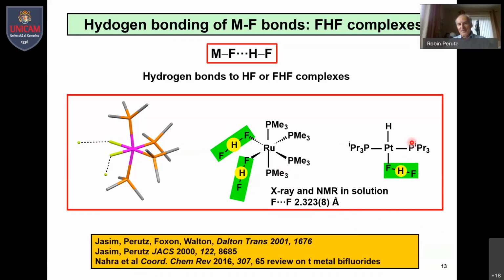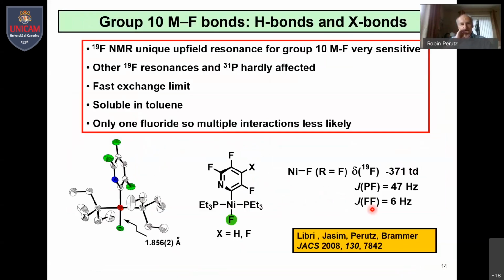Here's another example with platinum. So these have hydrogen bonds which we imagine are pretty strong, and because of that, we can see the molecules distinctly in the NMR spectra in solution. We can see directly the FHF ligands. Now, that's not always the case, and I'll show you in a moment how we can use that.